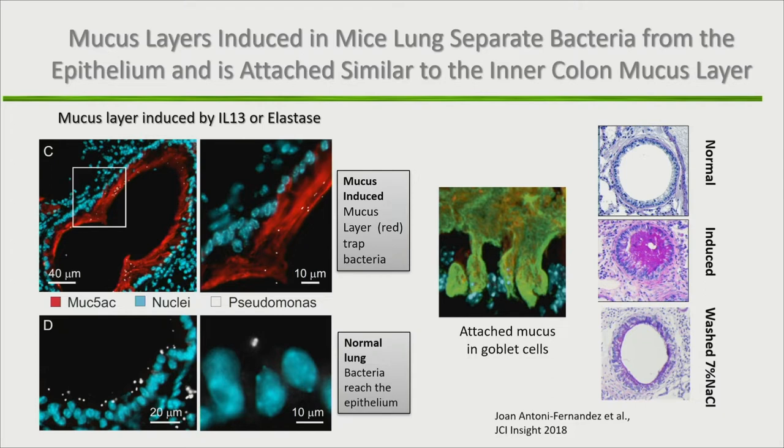If you look at it and stain it, you see it's a mixture of green, which is MUC5B, and red, which is MUC5AC, and you see it's anchored in the goblet cells like this. And if you then take tissues of this and look at them, in the normal case, as I said, you don't see any mucus in the mouse, but if you induce a mucus layer, you get plugs. You can wash away the plugs by incubating with normal PBS or with 7% sodium chloride, but you still have the coating. You cannot get rid of the coating, showing to me at least that the binding of this mucus layer to the surface is the key to understanding. And it's the same thing in the colon. It's this binding to the surface epithelia which is the most important thing, and we don't understand how that works yet.